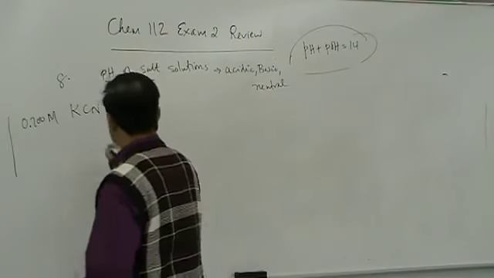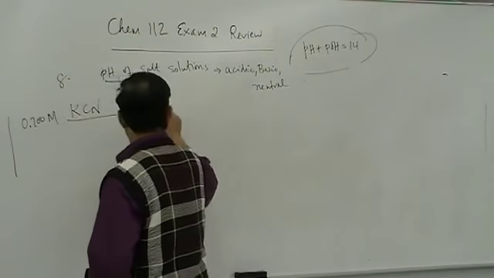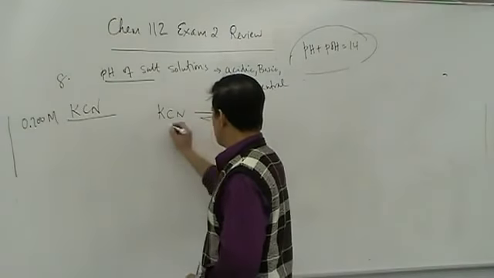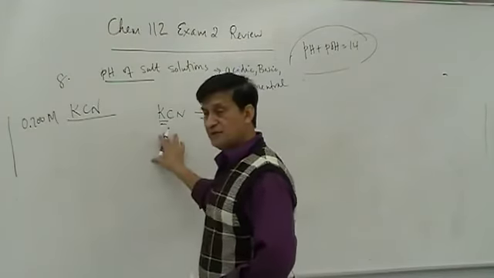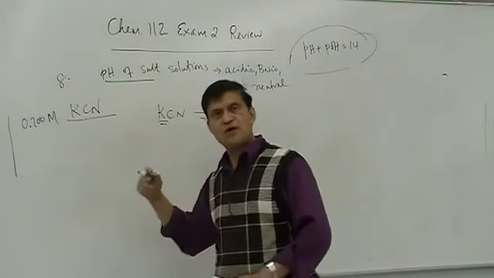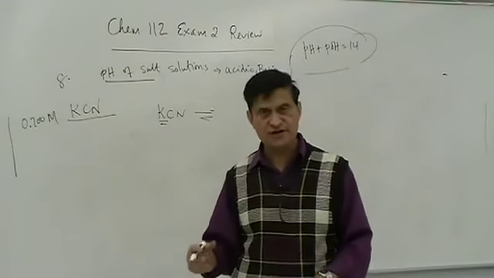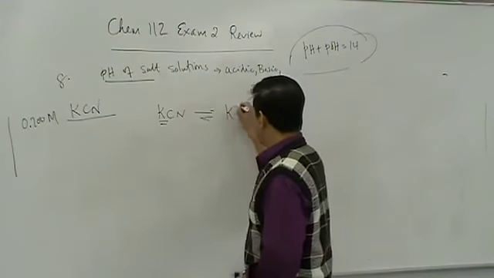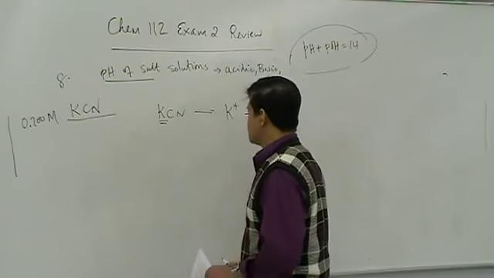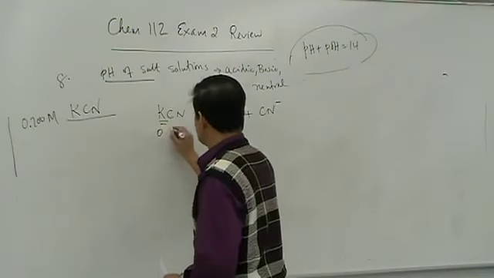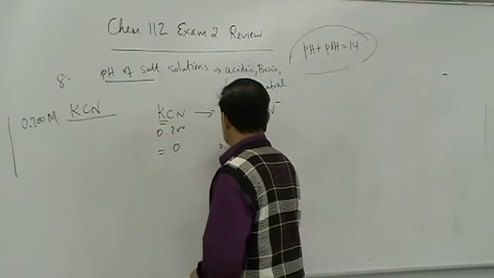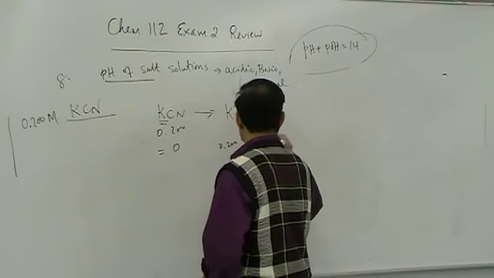I'll show you the beginning of this. KCN in water would break down 100%. Keep in mind, this is not an acid or a base. This is a salt. But group 1A, 2A salts always break down 100%. So it would be K plus and CN minus. So it's going to be 100%. So whatever KCN you'd have, 0.200, you'd have a 0 left here, and you'd have 0.200 here, 0.200 here.